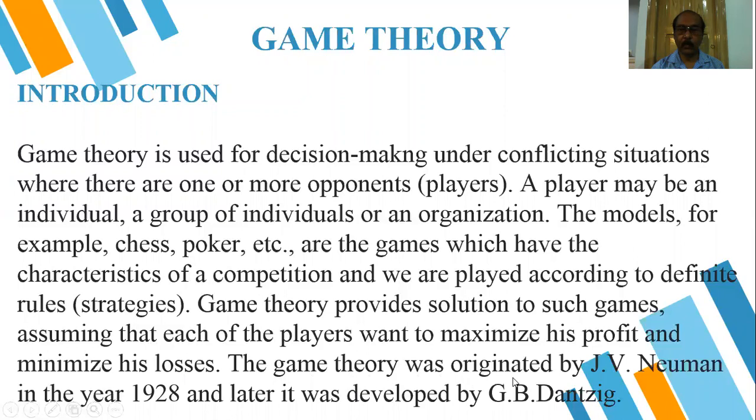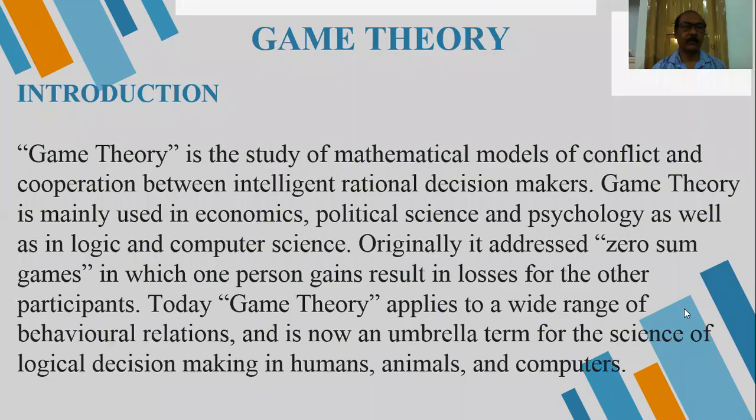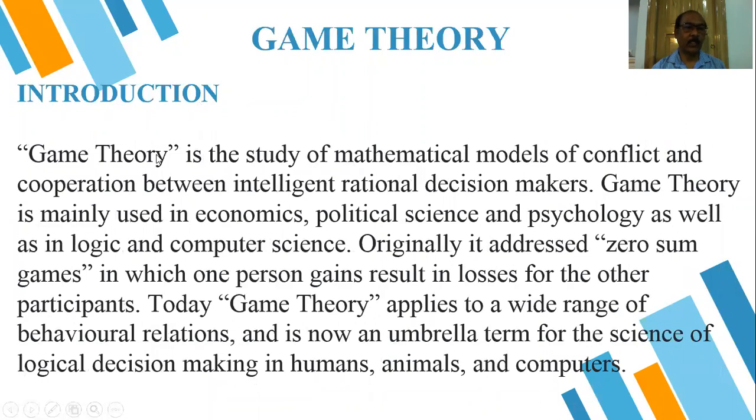Game theory was originated by J. V. Neumann in the year 1928 and later it was developed by G. B. Dantzig. Game theory is the study of mathematical models. So what is game theory? Game theory is the study of the mathematical model of conflict and cooperation between intelligent rational decision makers.